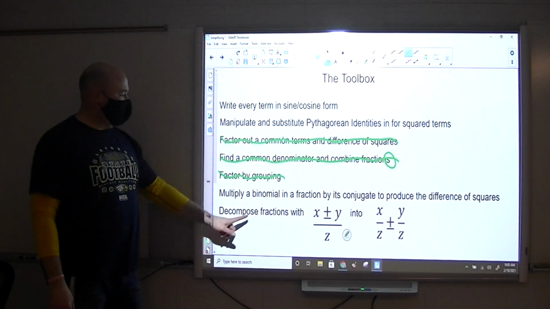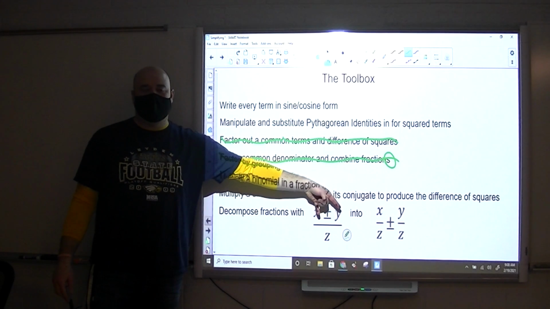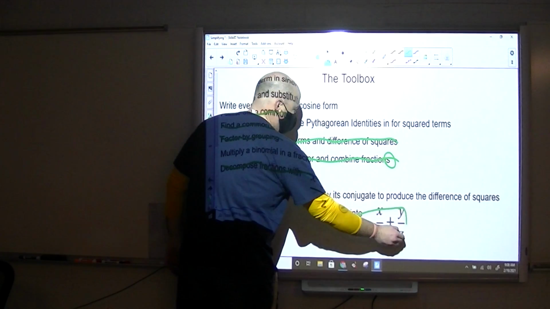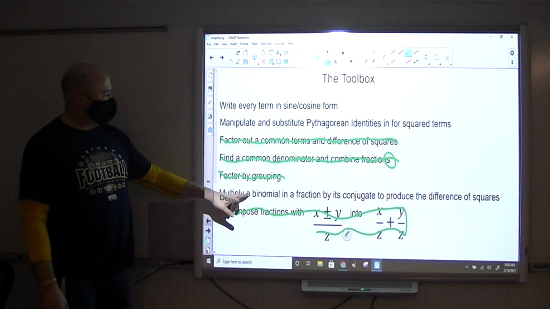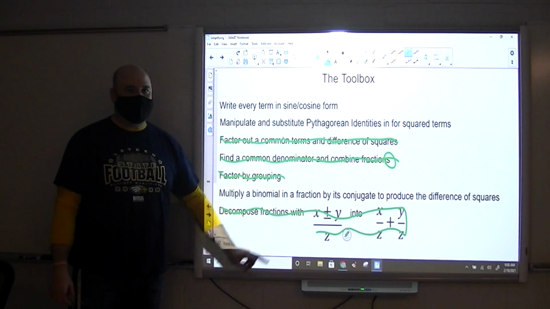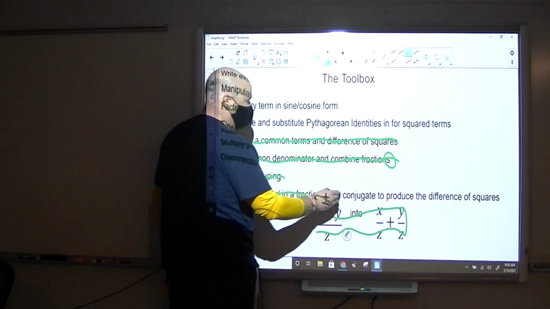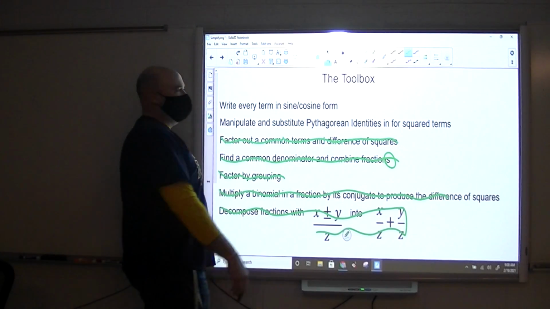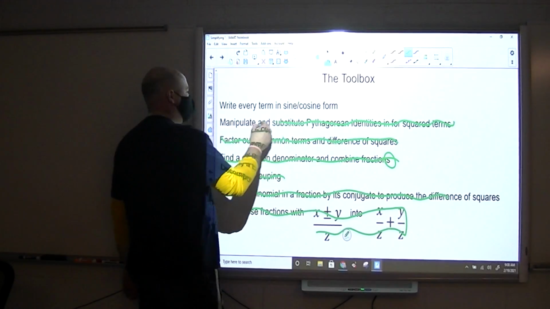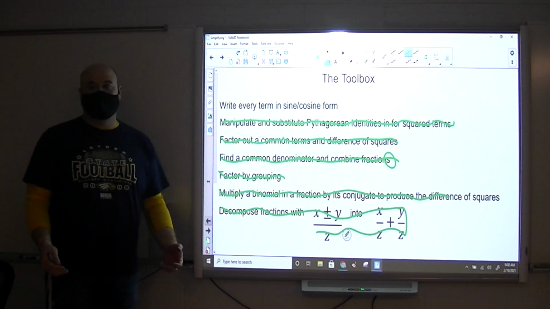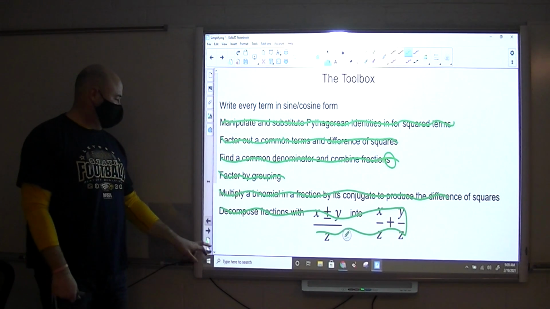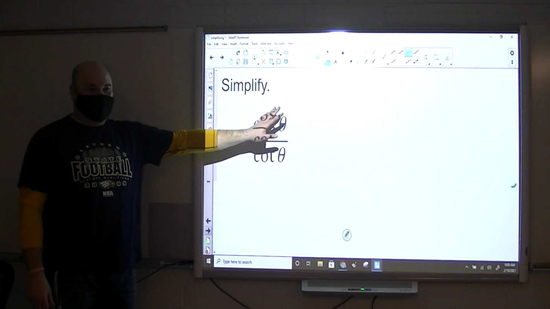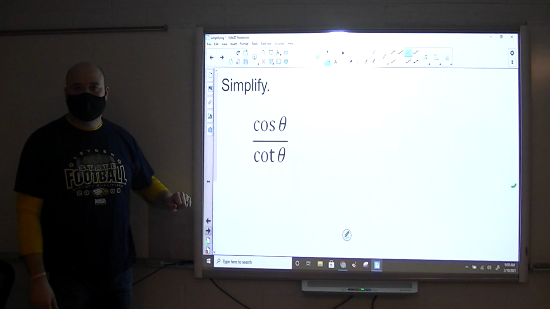Okay? Does our fraction have a binomial in the numerator? No. Multiply a binomial in a fraction. I don't have a binomial in my fraction. Manipulate and substitute Pythagorean identities for squared terms. There are no squared terms. So the only tool that makes sense to use right off the bat is to write everything in its sine or cosine form. Cosine, I hate to be obvious here, is in its cosine form.